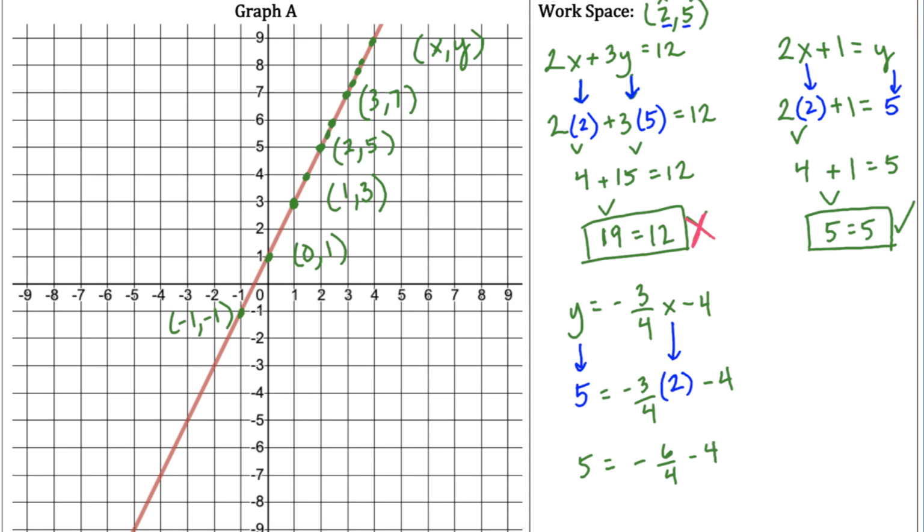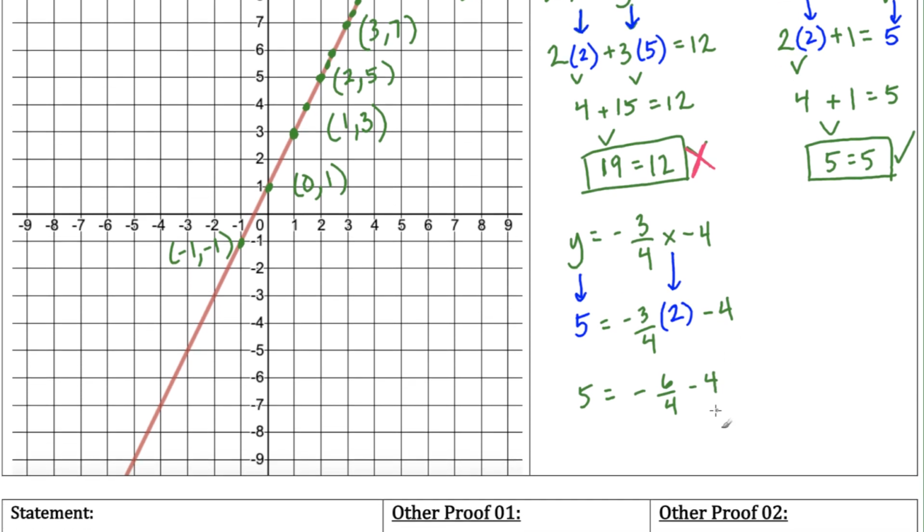minus 4. Let's go down a little bit more. And -6 over 4 is -3 over 2, which is -1.5. You would just divide. -1.5 minus 4. And then I guess I'll bring this up here. So -1.5 minus 4 is -5.5. And 5 does not equal -5.5. This is not good.